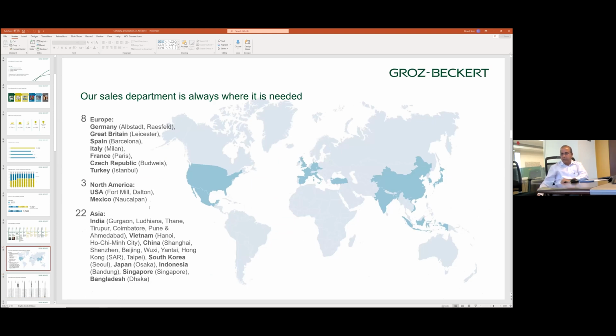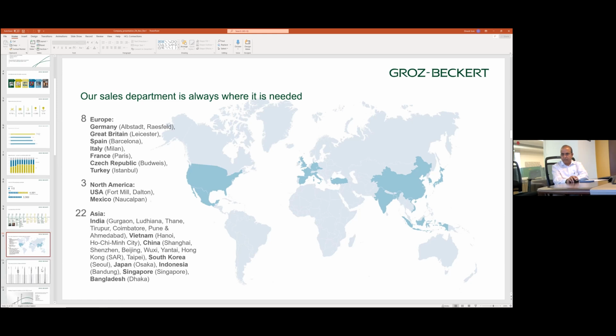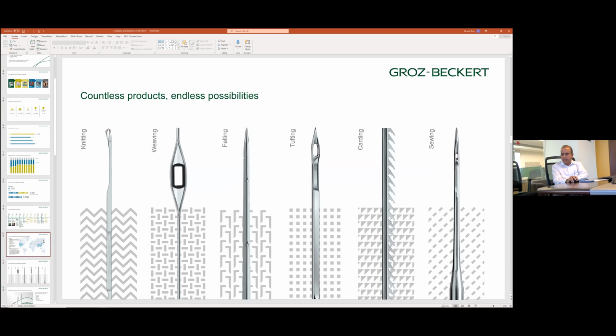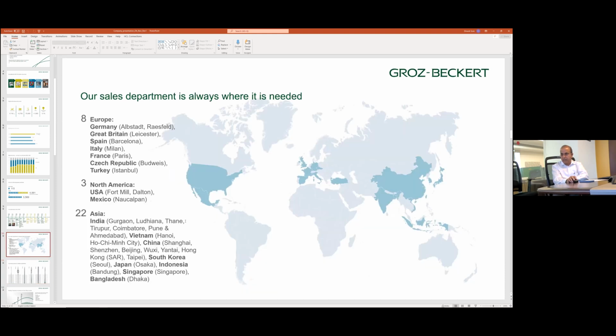This is the distribution of our sales department. You can see that in Europe, we have our presence via 8 sales offices in Germany, Great Britain, Spain, Italy, France, Czech Republic, Turkey, and in America we have 3 offices. But now our main focus area is Asia, and in Asia we have 22 offices. In India alone we have more than 7 offices, because in India we have resident engineers and resident sales people, so that's the reason I'm saying 7+.